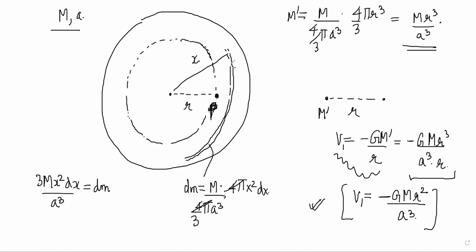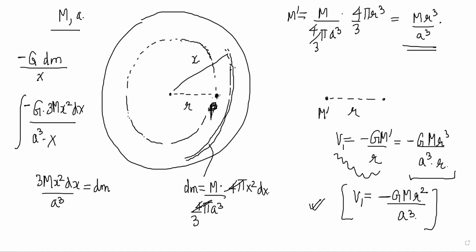And potential due to this outer shell at an interior point will be minus G dm by the radius of the shell, which is constant, x. So the potential comes out to be minus G 3M x² dx by a³ x. This is the dV due to this shell. And we have to integrate for all such shells, where x varies from r to a.